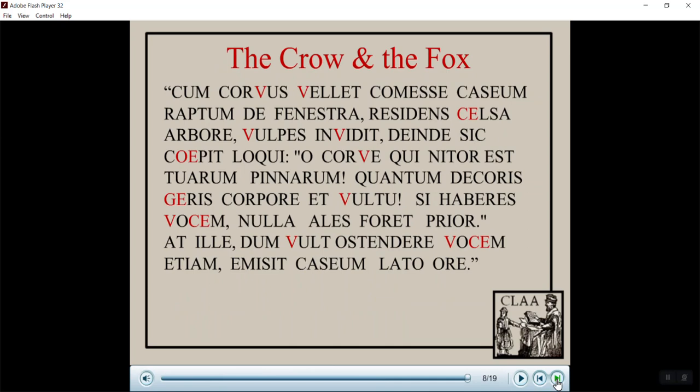Here we're going to read together the story of the crow and the fox. Remember, this fable was written by an old Roman named Phaedrus. Since it was written by an old Roman, we're going to read it with classical Latin. Let's read it together.